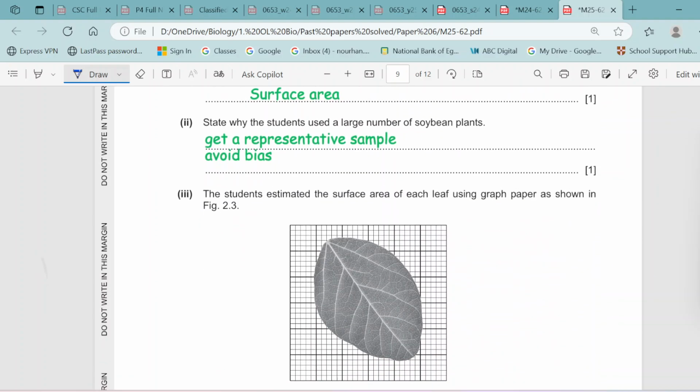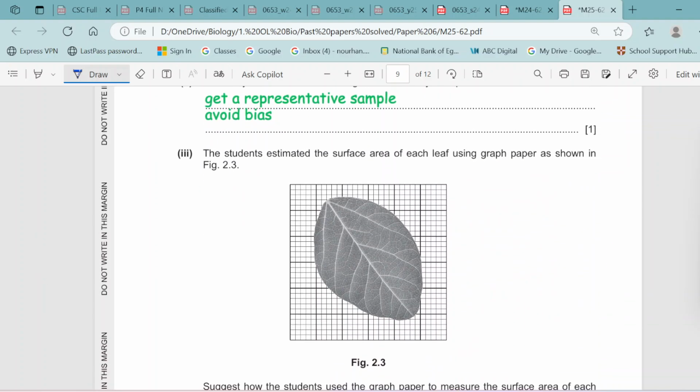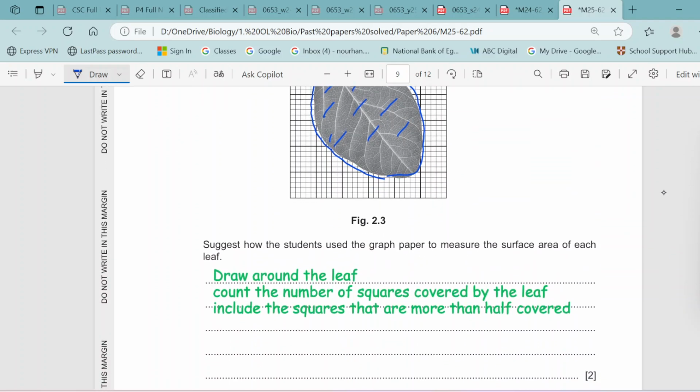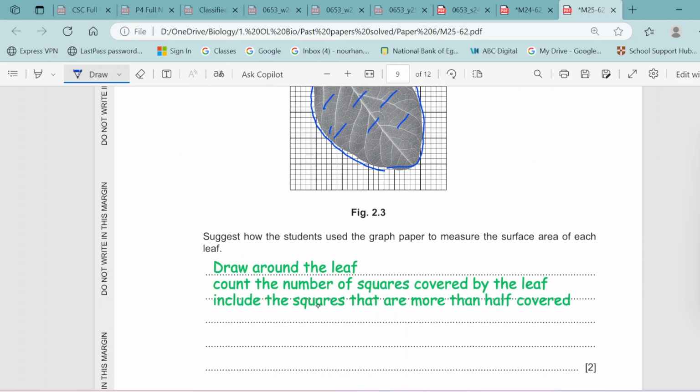Okay. The student estimated the surface area using this method. How do I do this method? I draw the outline of the leaf on the graph paper, and then I remove the leaf. Count the squares that are fully covered by the leaf. But what about the squares on the edge? If it is more than half covered, I include it. Include the squares that are more than half covered.